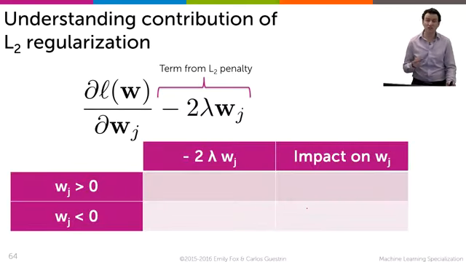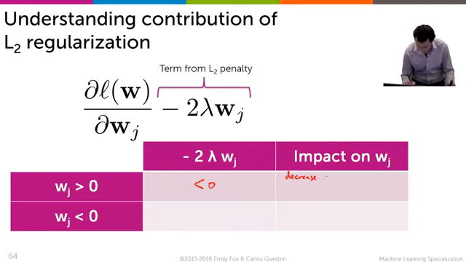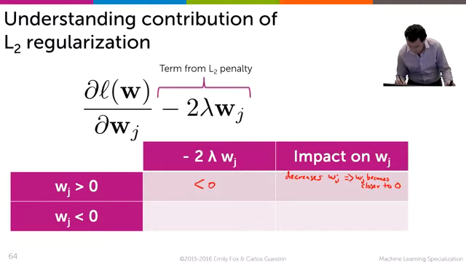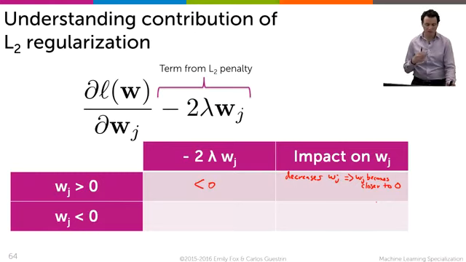So let's interpret what this extra term does for us. What does the minus 2 lambda wj do to the derivative? If wj is positive, then minus 2 lambda wj is a negative contribution to our derivative, which means that it decreases wj, because you're going to add some negative term to it. It was positive and you're decreasing it, so wj becomes closer to 0. If wj is positive, you add a negative number, it becomes less positive, closer to 0.